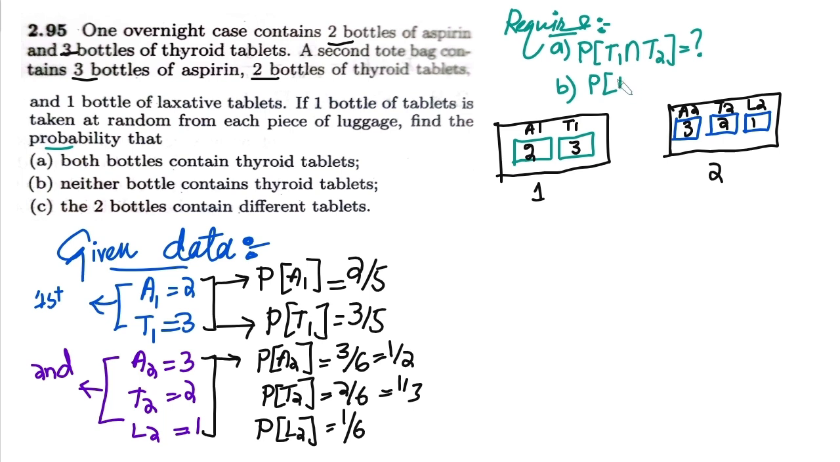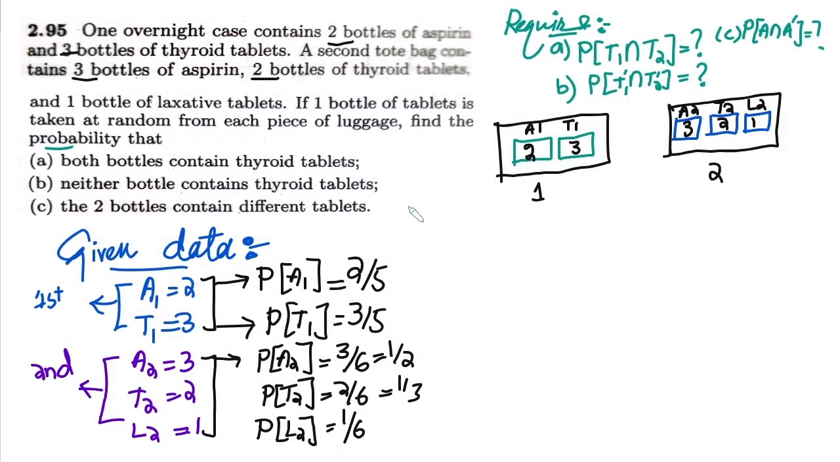Okay, so what would it be? It would be neither thyroid nor thyroid in the second, and this is the required one for the second part. And in C, the two bottles contain different tablets. Okay, so if one is thyroid, the other one shouldn't be thyroid, or if one is aspirin, the other one shouldn't be aspirin, and vice versa. Okay, so this type of question. So now let me write it here, that 2 shouldn't contain the 1. So if A is the first one, then the second one shouldn't be this one. Okay, so we have to find these required things here.